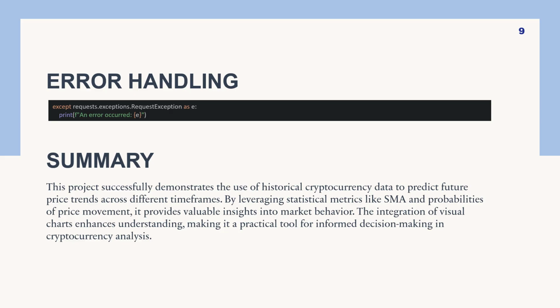Step 6 is handling errors. The script is built to handle errors. For example, let's say there's no internet connection or you've entered an invalid symbol that doesn't belong to any cryptocurrency. The script doesn't crash. Instead, it shows you a clear error message so you know what went wrong and so you might fix it.